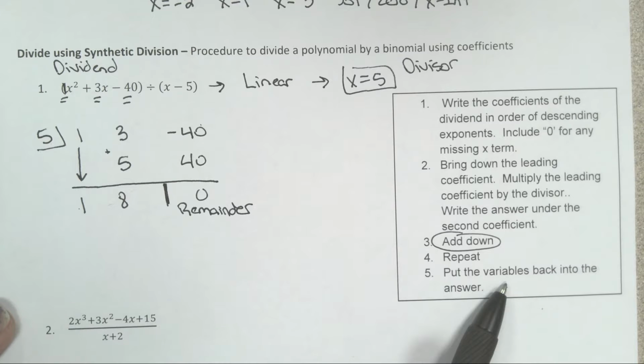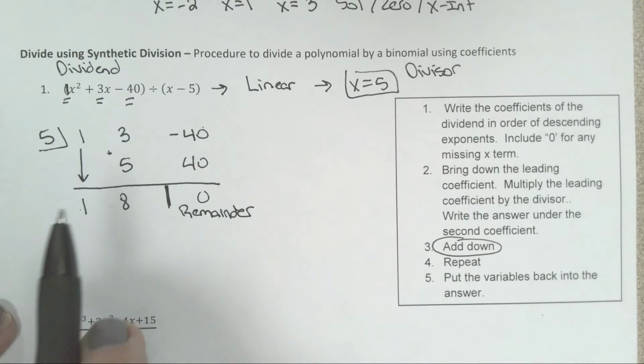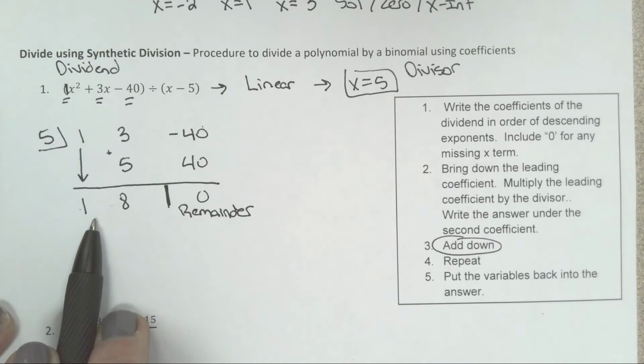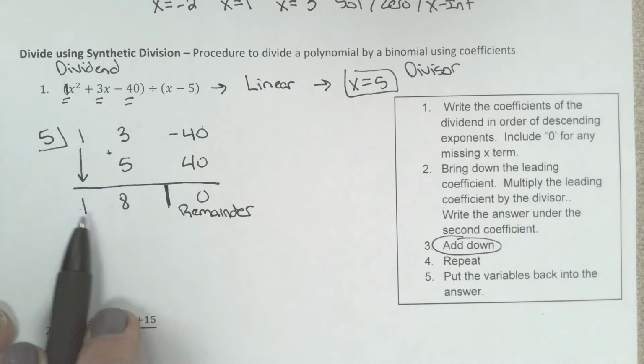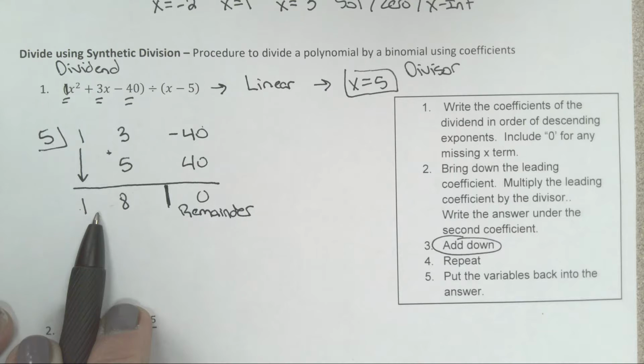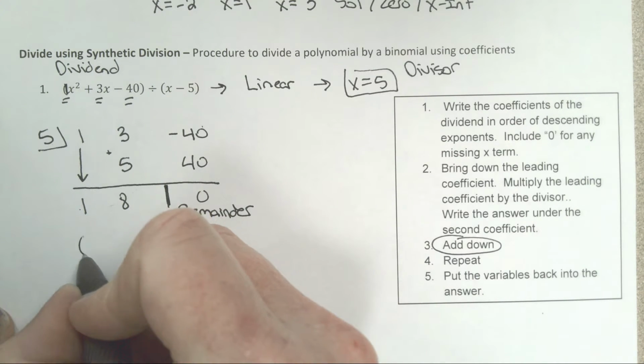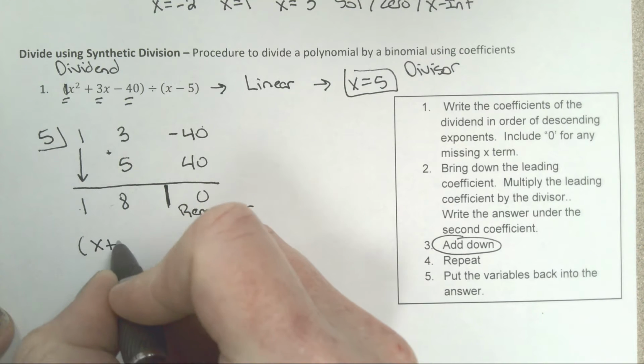It says put the variables back into the answer. So we used the coefficients up here and we took away the variables. So we're going to put the variables back in the answer. And the answer is x plus 8.